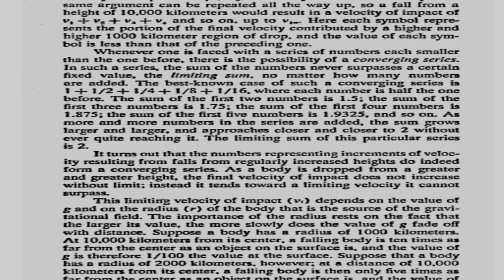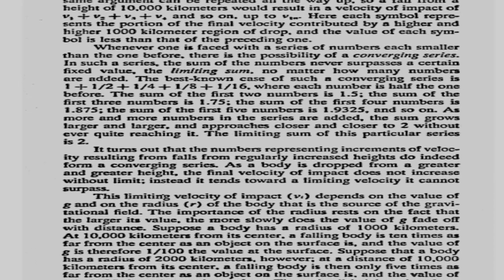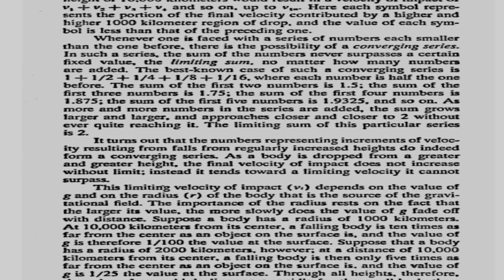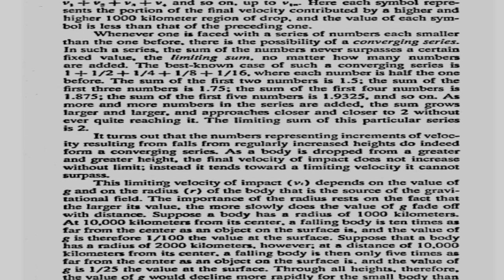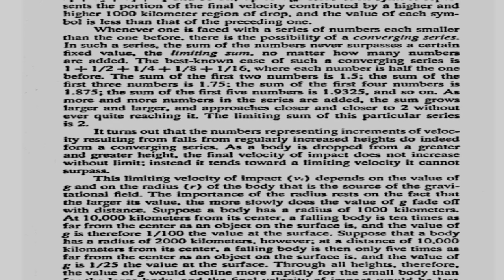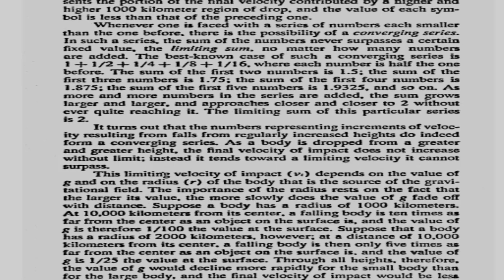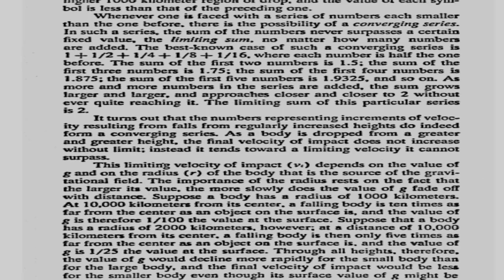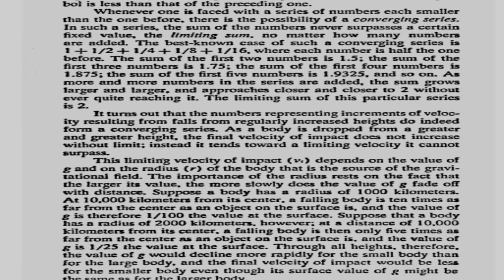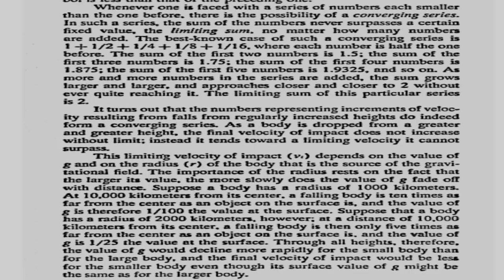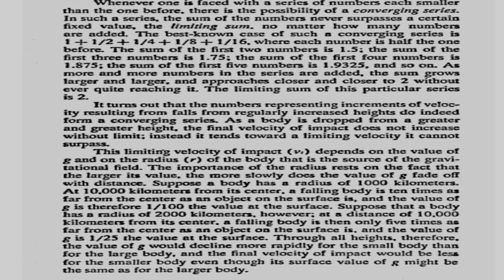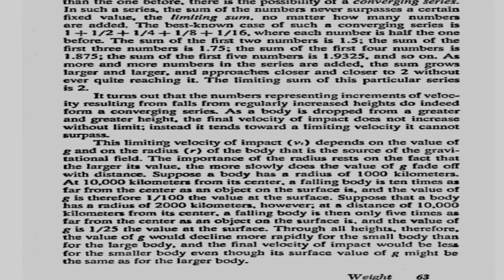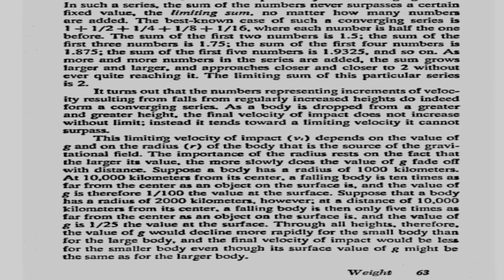Suppose that a body has a radius of 2,000 kilometers. Then, at a distance of 10,000 kilometers from its center, a falling body is only 5 times as far from the center as an object on the surface is, and the value of g is 1/25th the value at the surface. Through all heights, therefore, the value of g would decline more rapidly for the small body than for the large body, and the final velocity of impact would be less for the smaller body, even though its surface value of g might be the same as for the larger body.